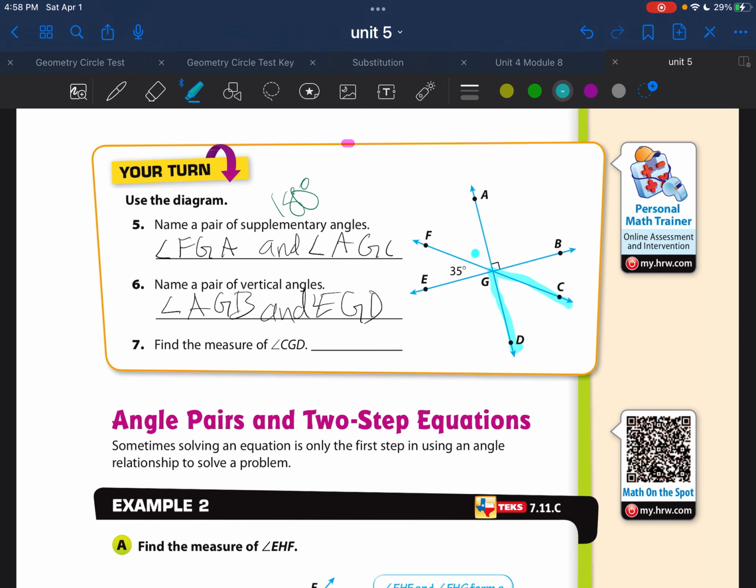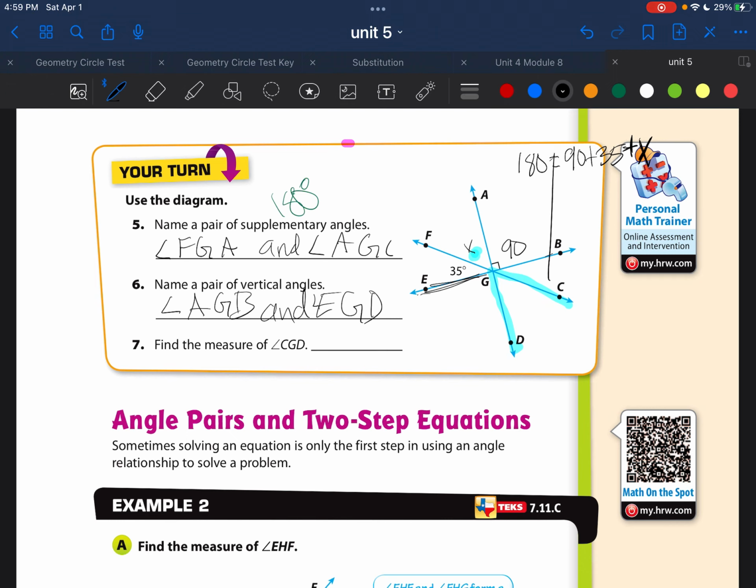Okay, so first thing that means I have to find out what goes here. Well, I know that anytime I see this little square here, that means 90 degrees. So I know this is 90. Now remember, if I have a straight line, how much does a straight line equal up to? A straight line equals up to 180. Now we're going to put this as X because we don't know what it is. So now I'm doing 90 plus, I have this one over here, which is 35, plus X.